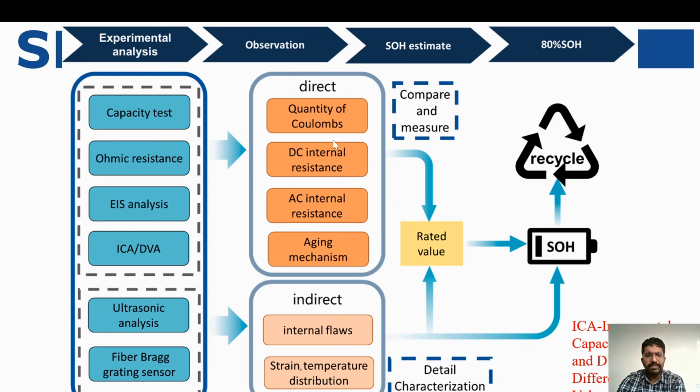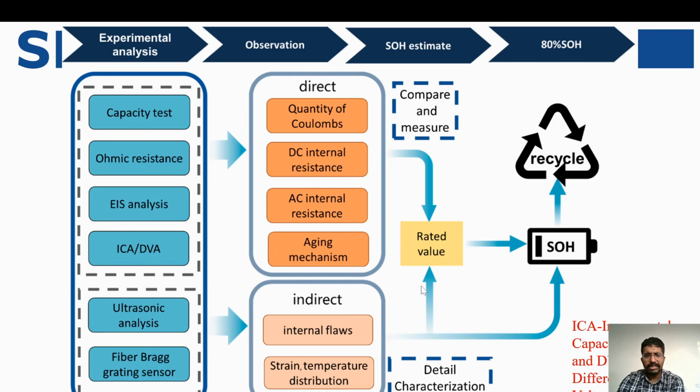What are the direct observations? The quantity of Coulomb, internal resistance DC, internal resistance AC, then aging mechanism. Indirectly internal flaws, any strain, temperature, any part is getting more heated. Okay, so all things can be computed. So compare and measure. So rated value and state of health will be noted down like this.